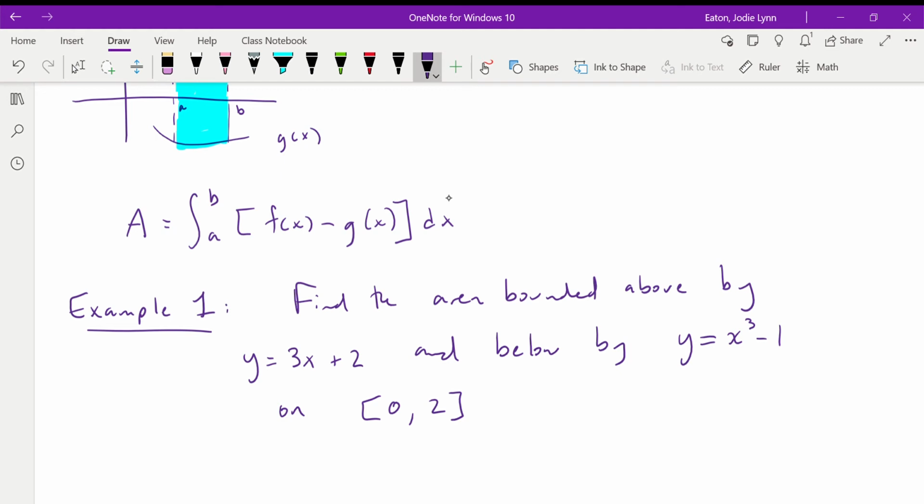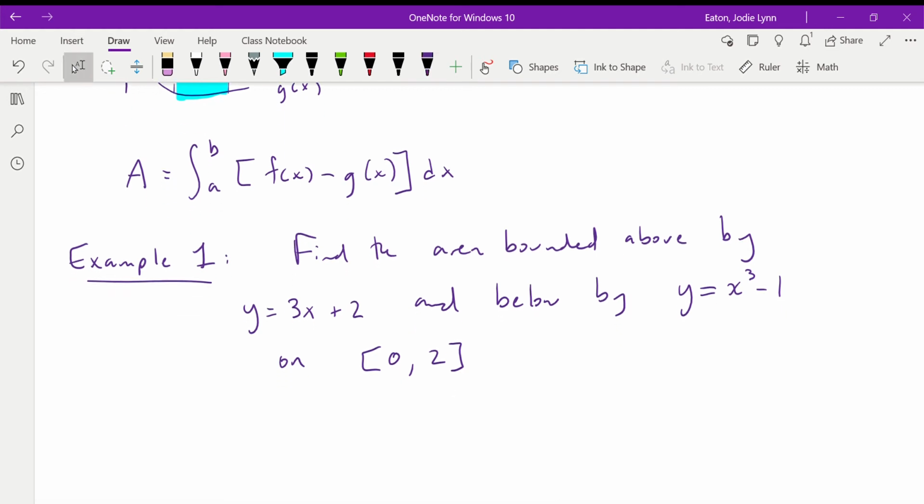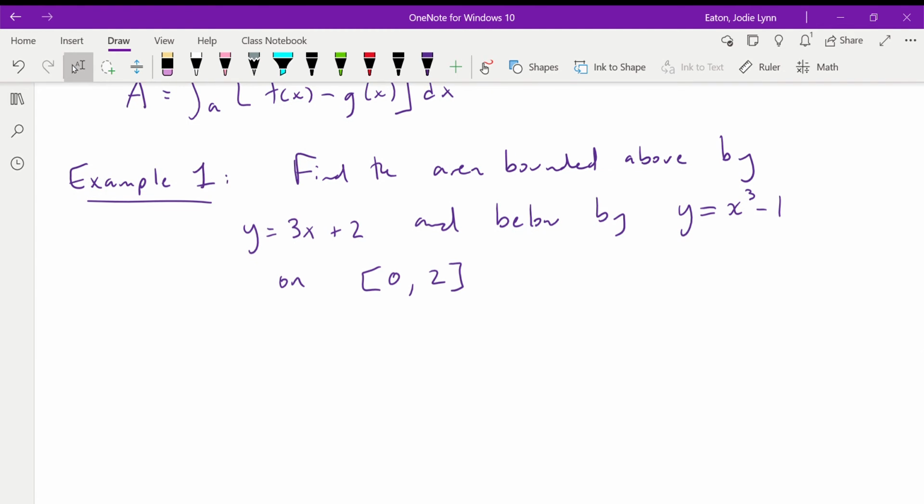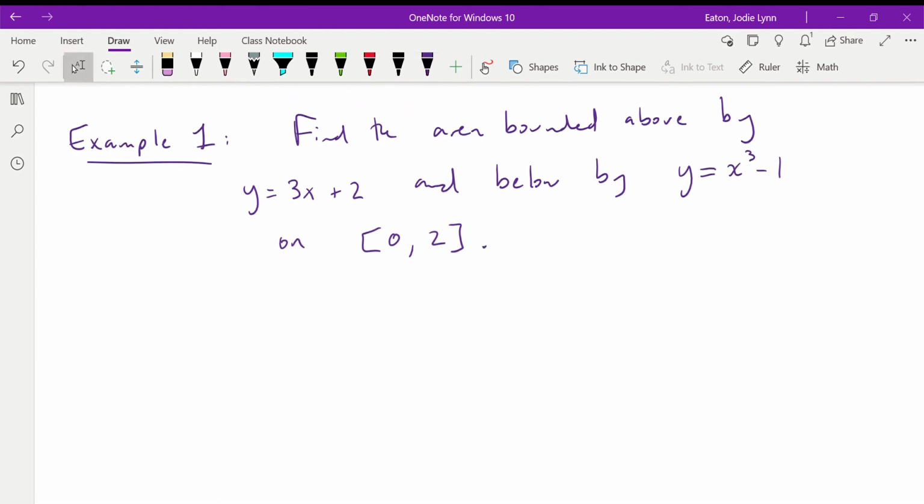So let's check at 0, y is 2 and y is minus 1, so y equals 3x plus 2 is bigger. And at 2, we have 2 times 3 is 6, plus 2 is 8. So we have 8, and then we have x cubed minus 1 is 7. So that's still going to be higher. So we can trust the problem expression that y equals 3x plus 2 is going to be on top for this region. So that's our f of x, and that y equals x cubed minus 1 is going to be below that. So that'll be our g of x.